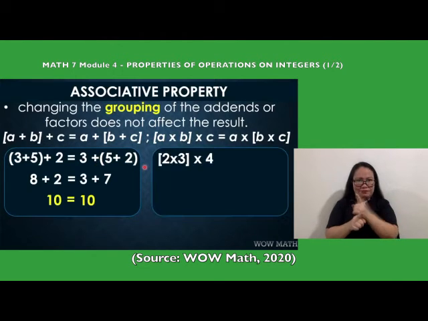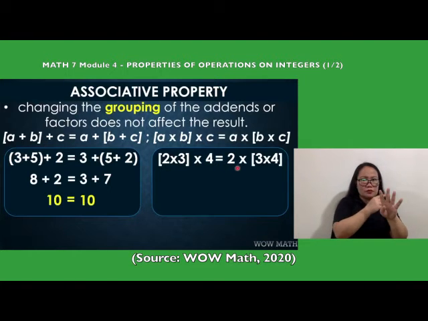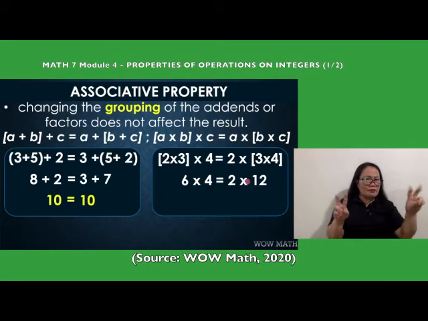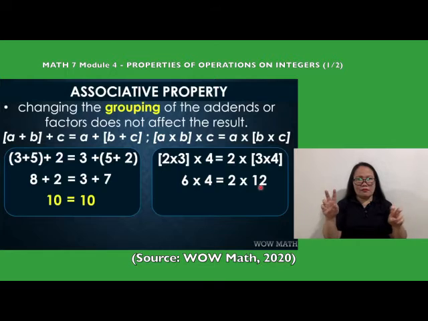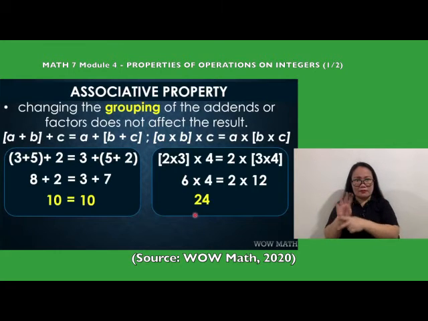Let's have multiplication. So I have here the quantity of 2 times 3 times 4. So, kung i-apply natin ang associative property, that will become 2 times, ito na ngayon ang magka-group, si 3 times 4. Okay? So, let us solve. 2 times 3, that is 6. And then bring down 4 equals 2 times 3 times 4, that is 12. Okay, so magkaiba ulit sila. But let's see if we will still get the same answer. So, 6 times 4, that is 24.